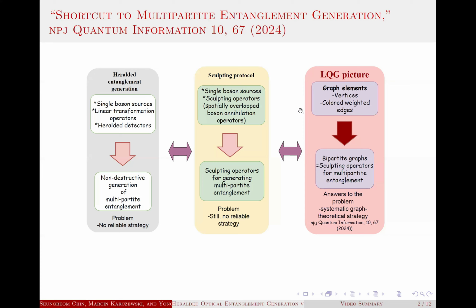In this LQG picture, all the physical elements and the sculpting protocol are mapped to graph elements, which are vertices and colored weighted edges. Then we were able to find a systematic way to generate multipartite entanglement, which are expressed as bipartite graphs. These bipartite graphs correspond to sculpting operators for multipartite entanglement. So using the nice mathematical properties of graphs, we could answer these problems by proposing a systematic graph theoretical strategy. This was the main result of that paper, NPJ Quantum Information, published in 2024.